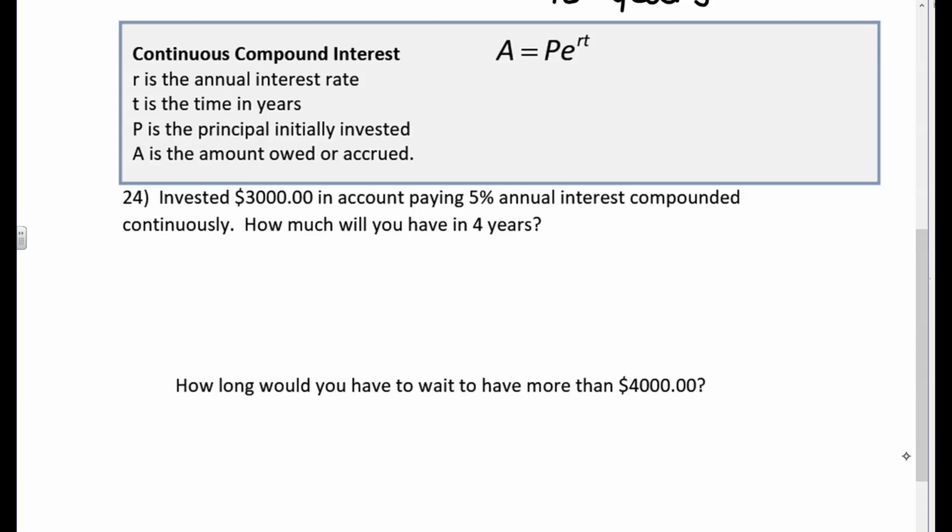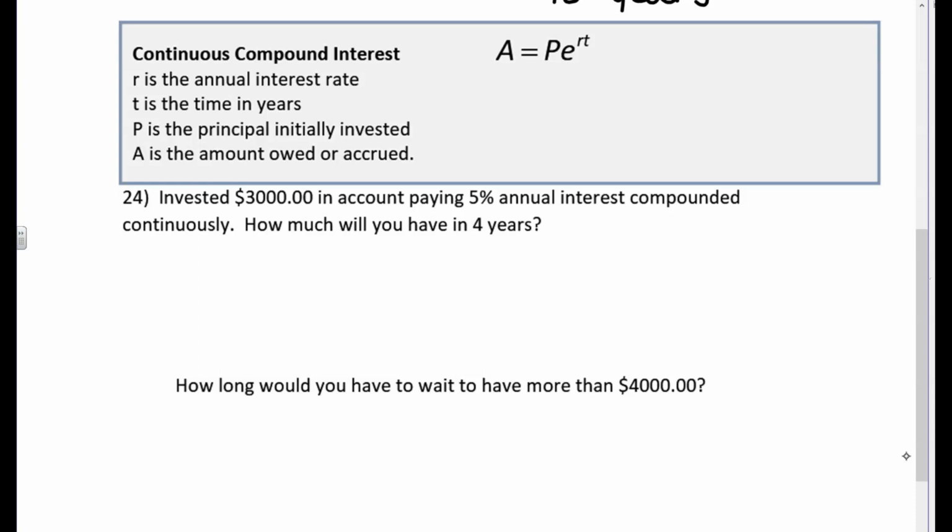Continuous compound interest is similar to compounding interest, except that you are continuously compounding, and therefore we have a new formula for that, and that is A equals P e to the rt, or A equals Pe^rt. R is still your annual interest rate, t is still your time in years, P is your principal, your initial investment, and A is your amount accrued or owed. That's where you are today. e is the constant e. It is not a variable, it is actually a number.